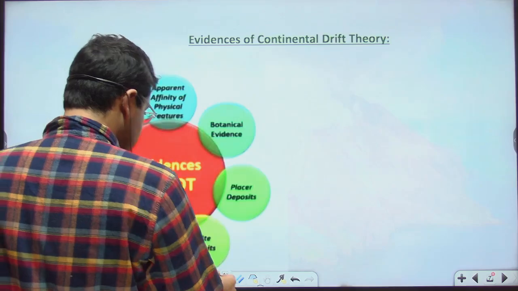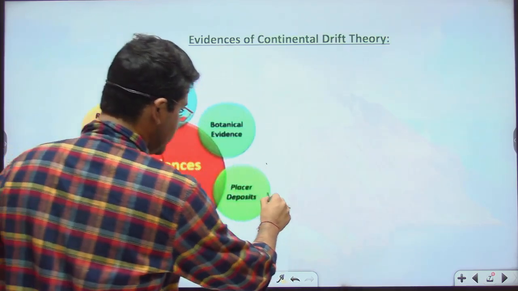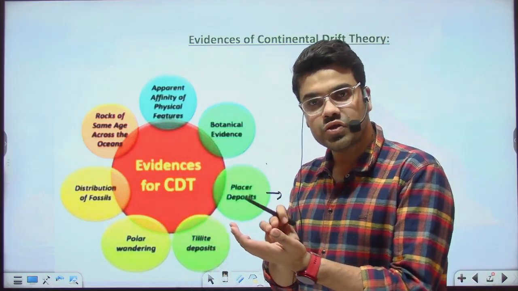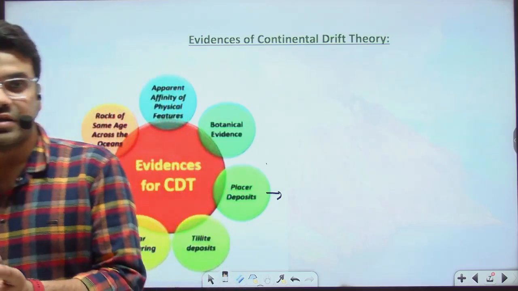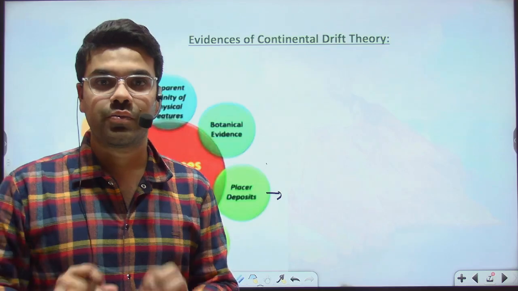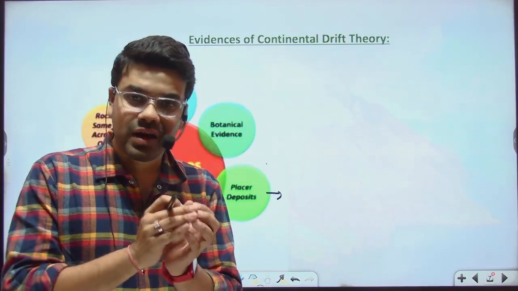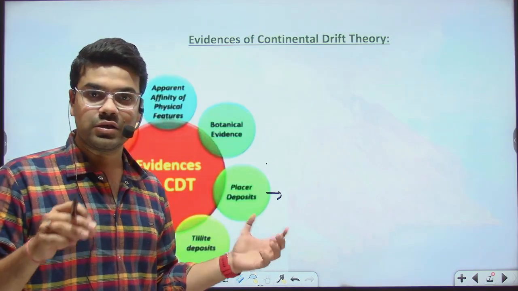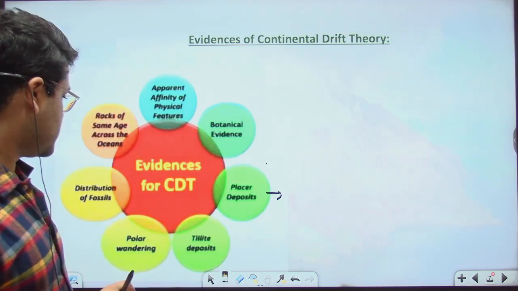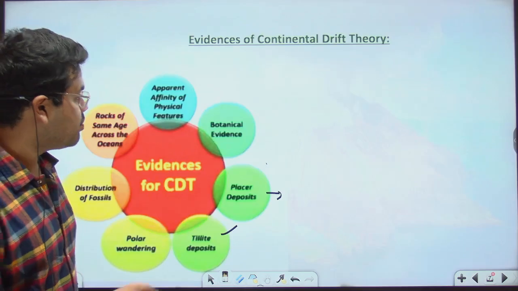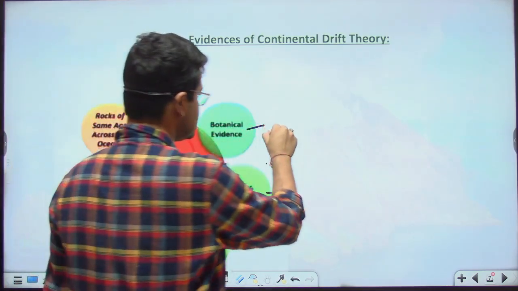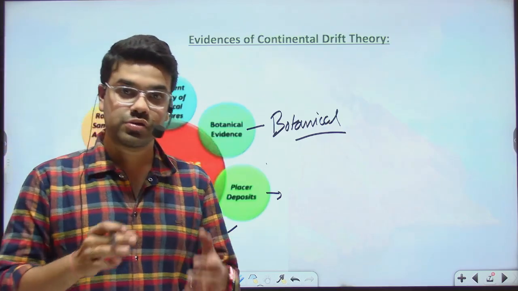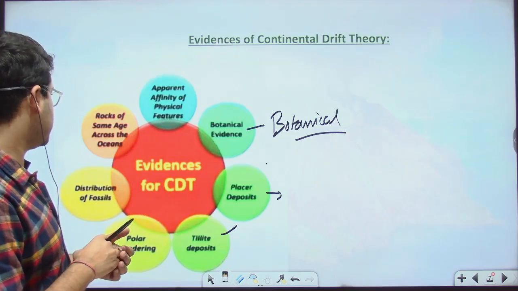Okay, another evidence is placer deposits. What we see, the coast of Brazil, the rivers of Brazil, as well as the rivers of Ghana, the Niger River, have some mineral deposits, gold deposits. How can the deposits of Africa and the deposits of South America be the same? It can be the same because they might have existed together in one common place. Okay, tillite deposits I have explained. Botanical evidences. What are these botanical evidences? The plant species are common, especially in North America, Europe. That shows that they might have been a part of a common continent. Okay.